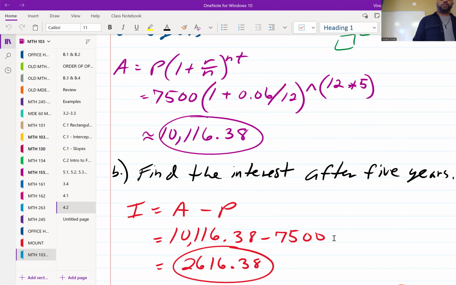And so the 10,116.38 minus the 7,500 gives us 2,616.38. So that's how much money was earned over the 5 years.